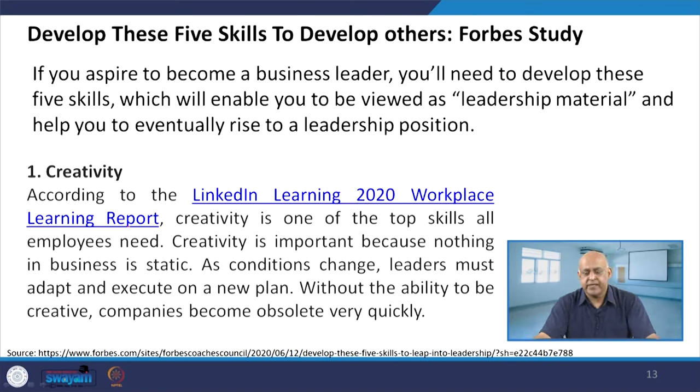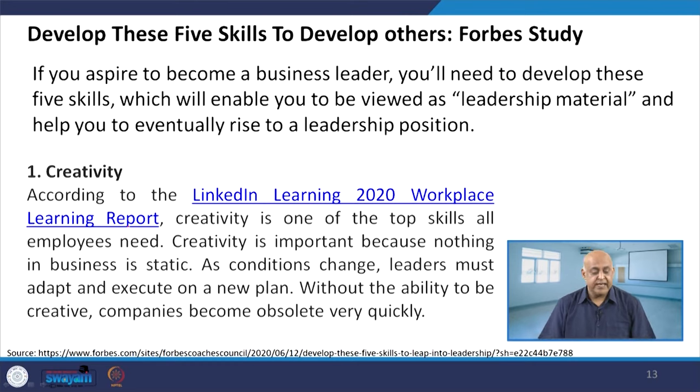Similarly, Forbes has done a study, and they have also come out with these 5 skills. If we develop these 5 skills in others, then definitely there will be successful leaders. They will be able to work with others. They will create a learning organization and a successful organization.